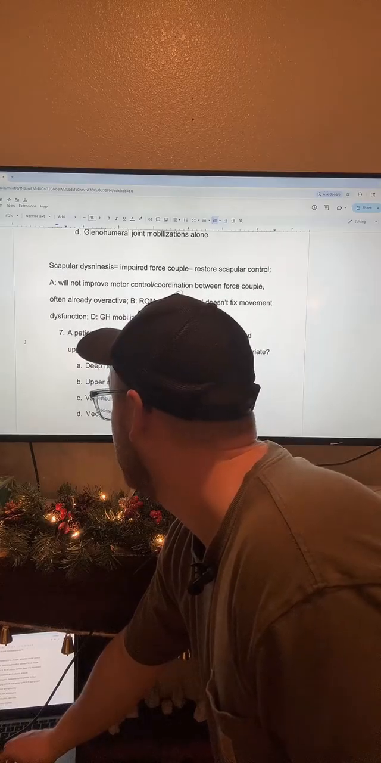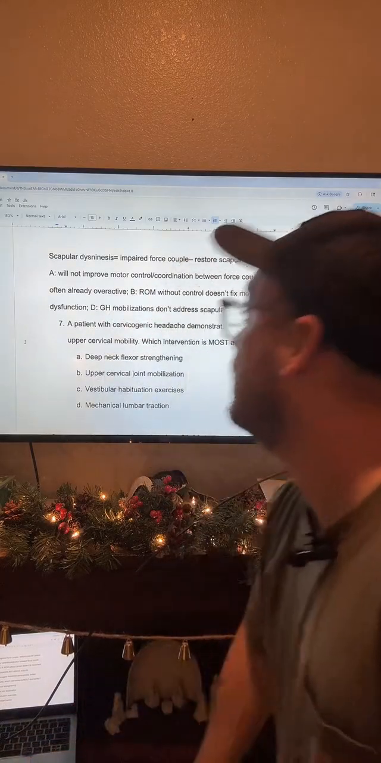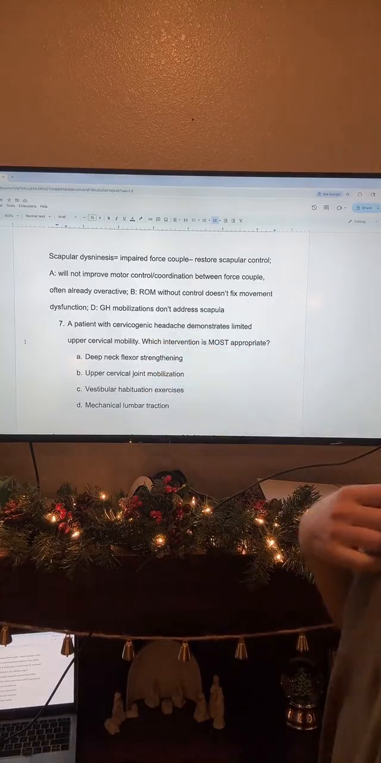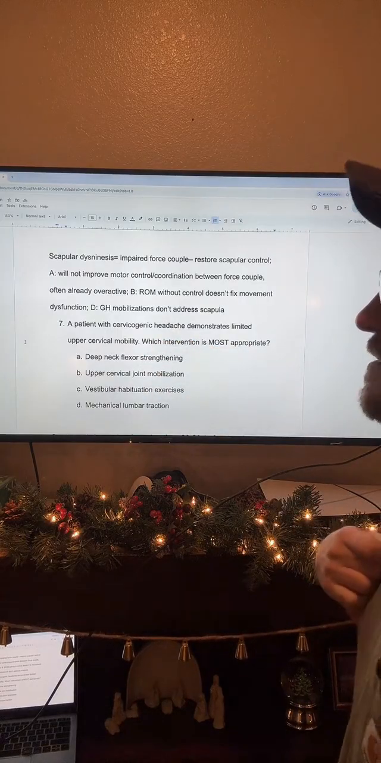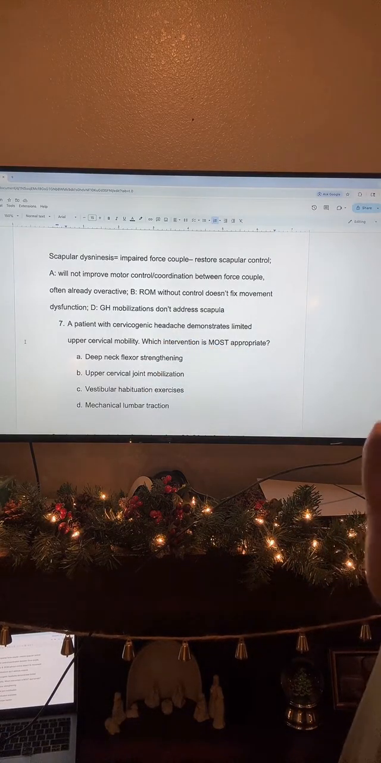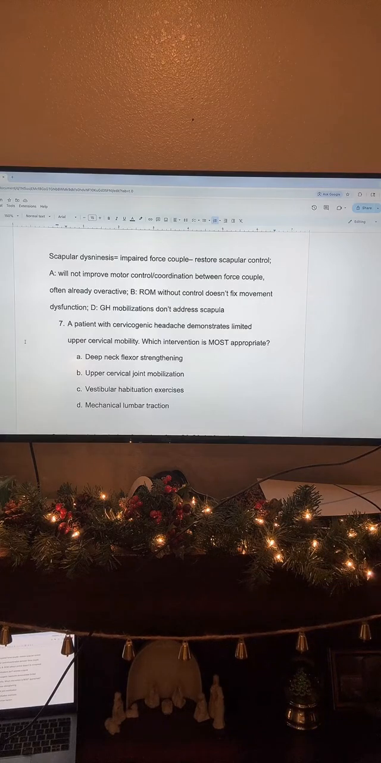This is stuff that I deal with all the time, but not just cervicogenic headaches. I deal a lot with cervicogenic dizziness as a neuro and vestibular therapist. So number 7, a patient with cervicogenic headache demonstrates limited upper cervical mobility. Which intervention is most appropriate?